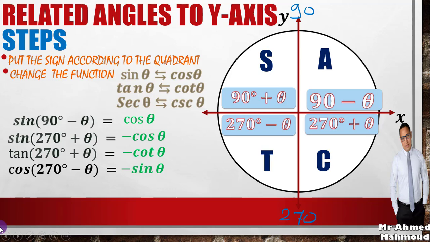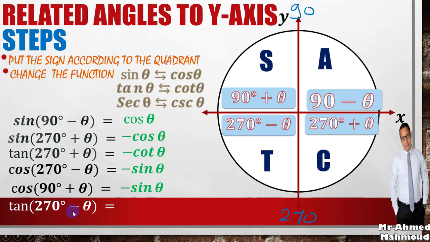Cosine 90 plus theta, 90 cosine change to be sine, and this is the second quad. Cosine in the second quad is negative, it will be negative sine theta.